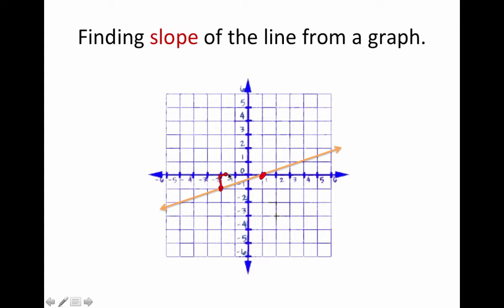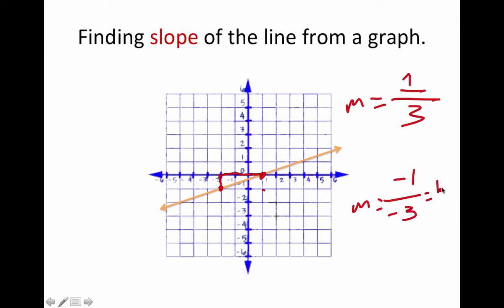Up 1, right 1, 2, 3. Rise over run, up 1, right 3. Slope is 1/3. If I had gone the other way, down and left, I get down 1, left 3, and I get positive 1/3.